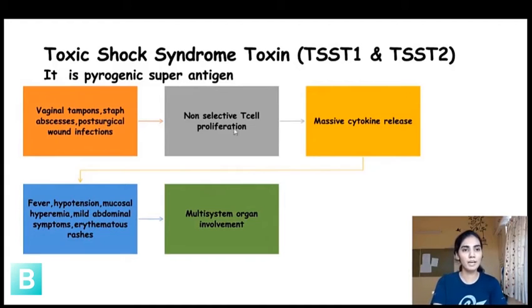So there can be contaminated vaginal tampons, staph abscesses, etc., which can release toxins leading to this non-selective T cell proliferation, which will later result in massive cytokine release, manifesting as fever, mucosal hyperemia, erythematous rashes, hypotension, and eventually leading to multi-system organ involvement.